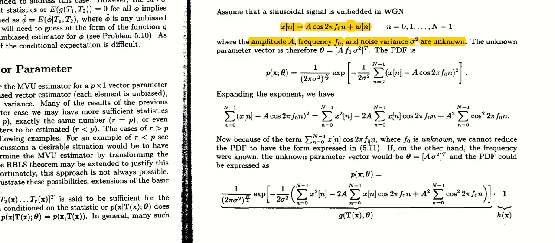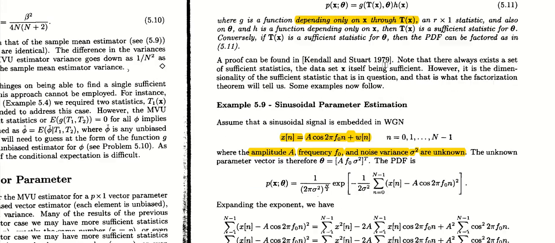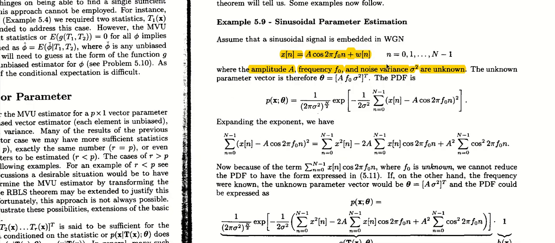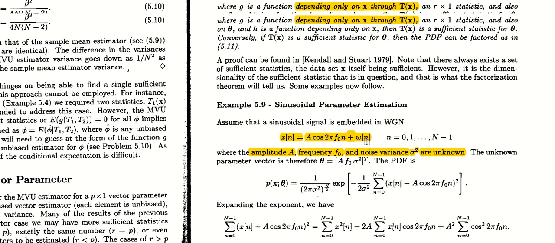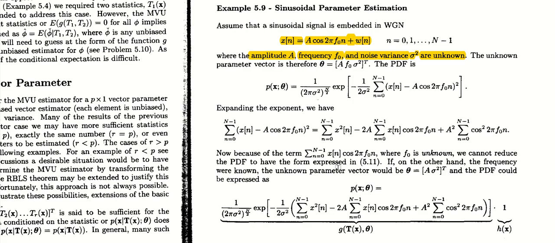Now, because of the term where F0 is unknown, we cannot reduce to have the form expressed in 5.11. 5.11 is like this: theta and T of X. Like what I said before, we cannot have unknown parameter mixed with the data. 就是说这个 theta 不能够跟个别 x 的值混在一起，但是这里已经混在一起了，有没有发现 f0 跟 x 混在一起了？So we cannot reduce this to the form.